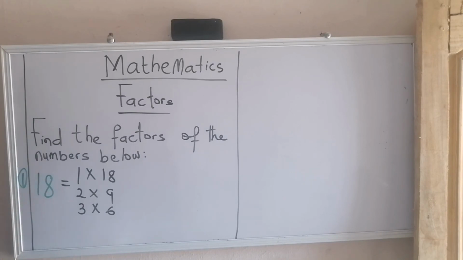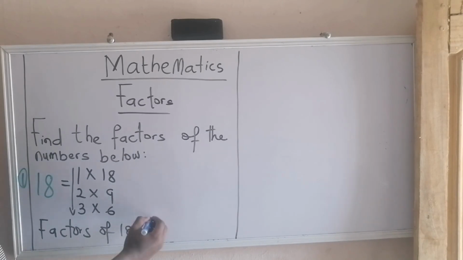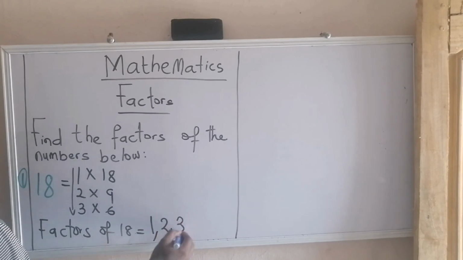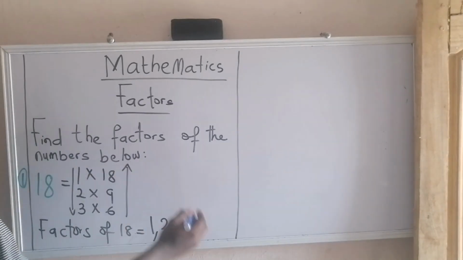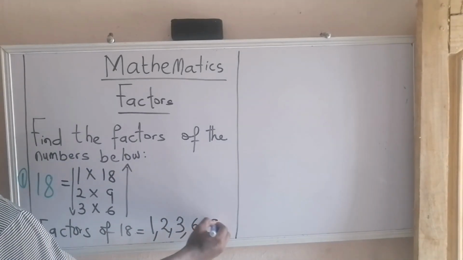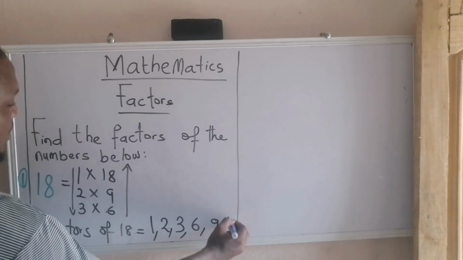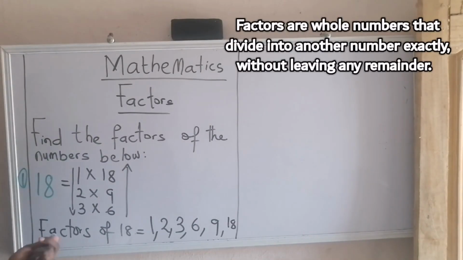Can give you 18. So what are you going to write now? You come like this. So you write factors of 18. The factors of 18 are, you have your 1, you have your 2, you have your 3, you have your 6, and you have your 18.